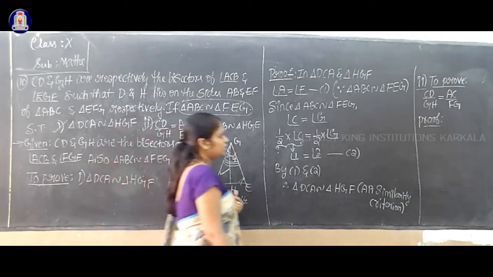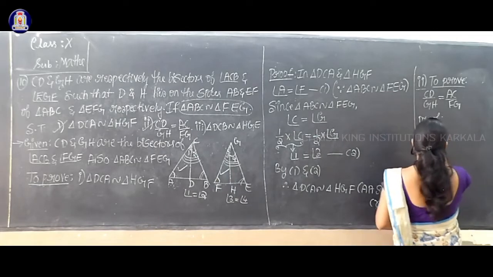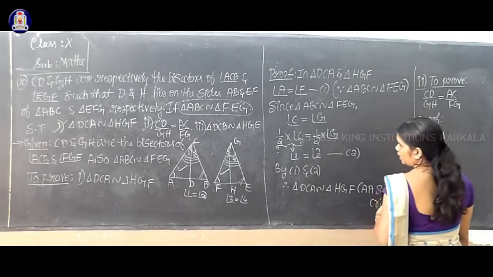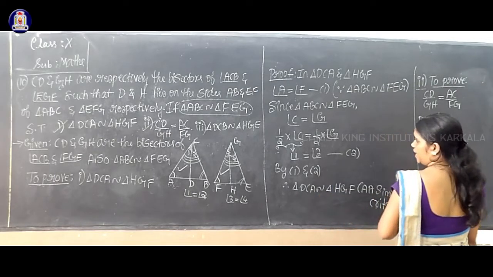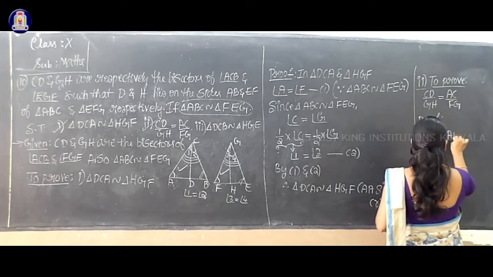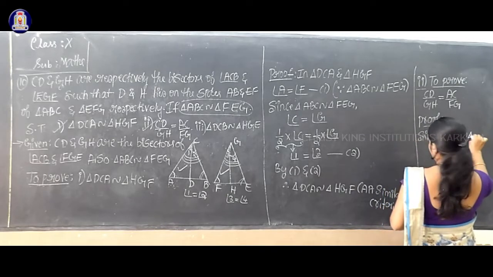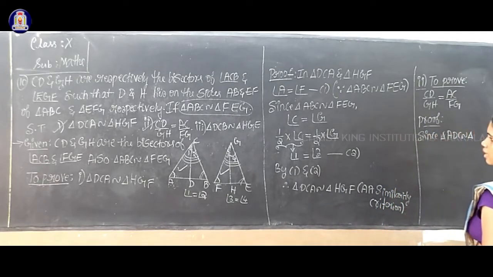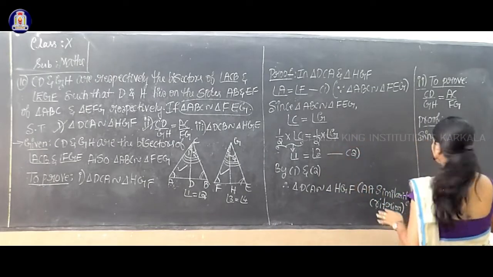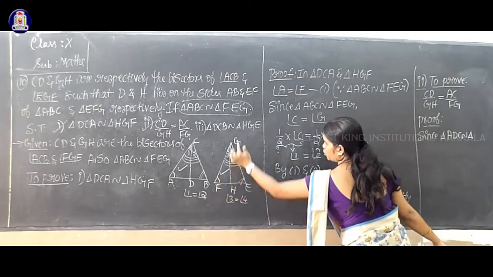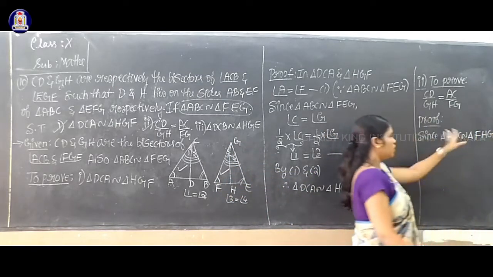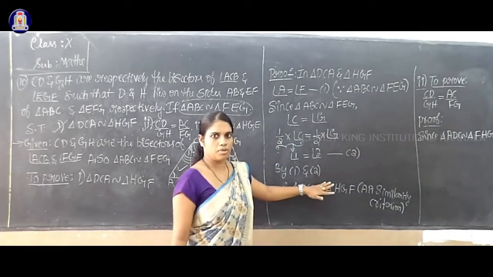So I'll write here: since triangle DCA or ADC, both are same, triangle ADC is similar to triangle FHG or GHF, whatever you can write. This one, triangle FHG. This is already proved in question number 1, isn't it?